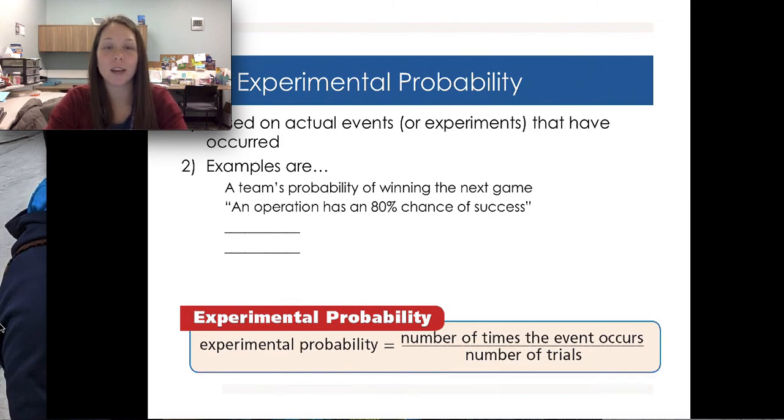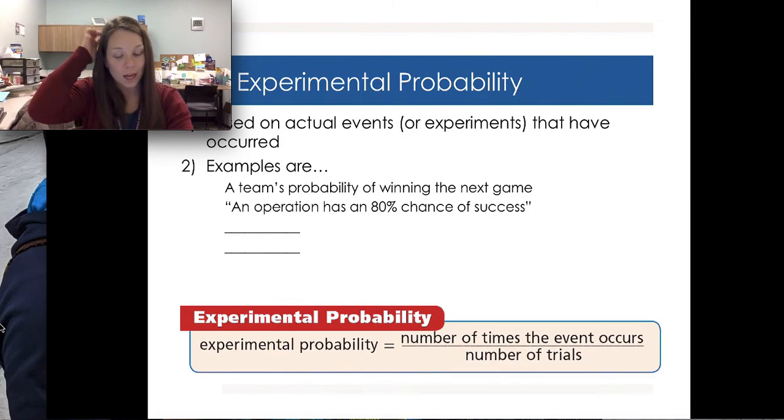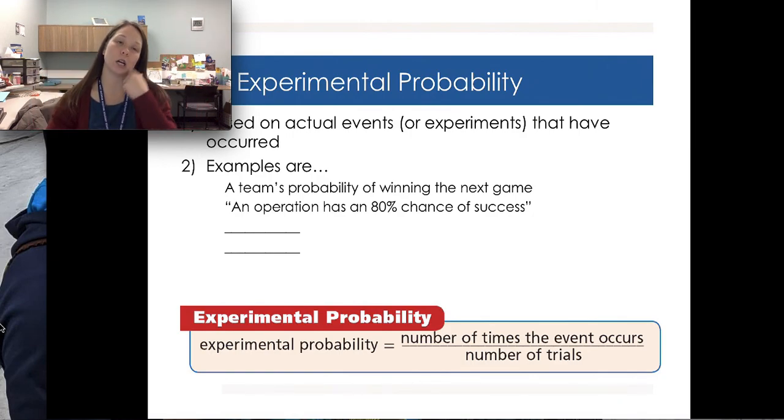So now we're taking a look at experimental probability. It's based on actual events or experiments that have occurred. So we're often looking at a table of values and coming up with a probability based upon the table.